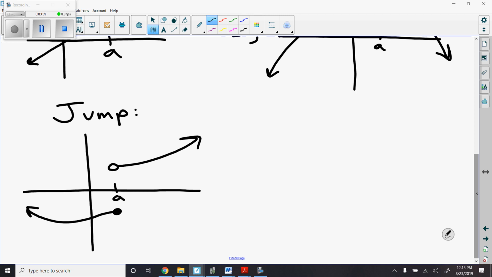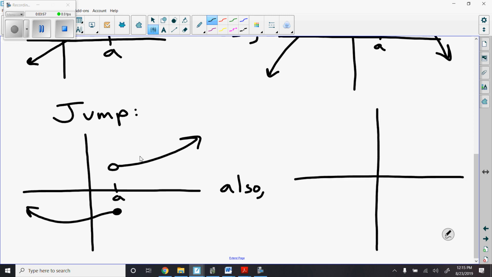By the way, this one up here could be filled in and this one could be open, or they could both be open. A jump is a skip up or a skip down. That picture is another example of a jump discontinuity. I should label it A. So those are 2 examples of jump discontinuities.